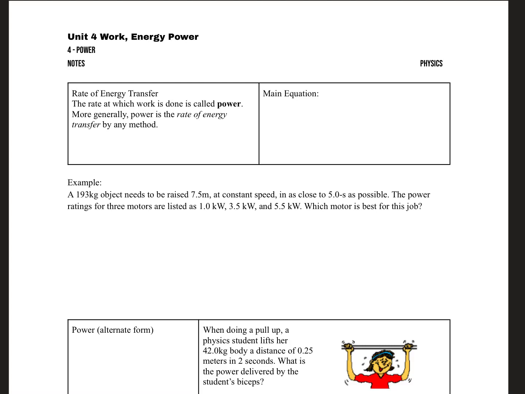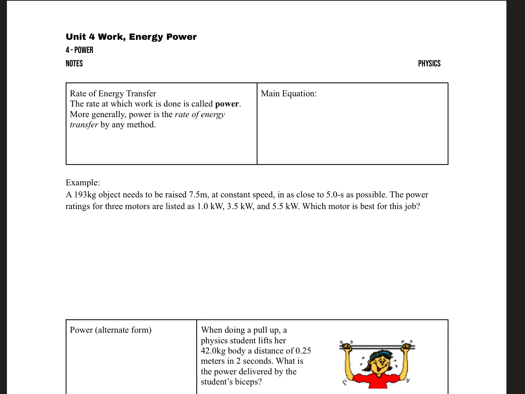So we're continuing our study of work, energy, and power. First off, let's start with a pretty basic definition of power. Power is a rate of energy transfer. It's the rate at which work is done, and we call that power. Anytime we have a rate, there's usually some kind of time involved.